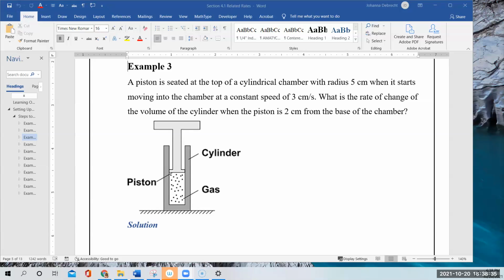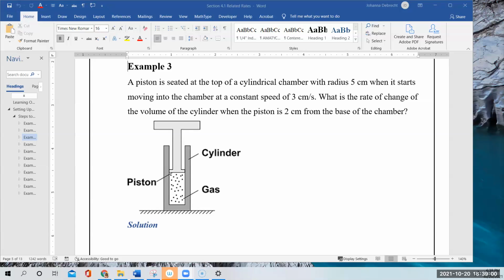A piston is seated at the top of a cylindrical chamber with radius 5 centimeters when it starts moving into the chamber at a constant speed of 3 centimeters per second. What is the rate of change of the volume of the cylinder when the piston is 2 centimeters from the base of the chamber? First off, if you don't know what a piston is, you're going to have a really hard time doing this problem.